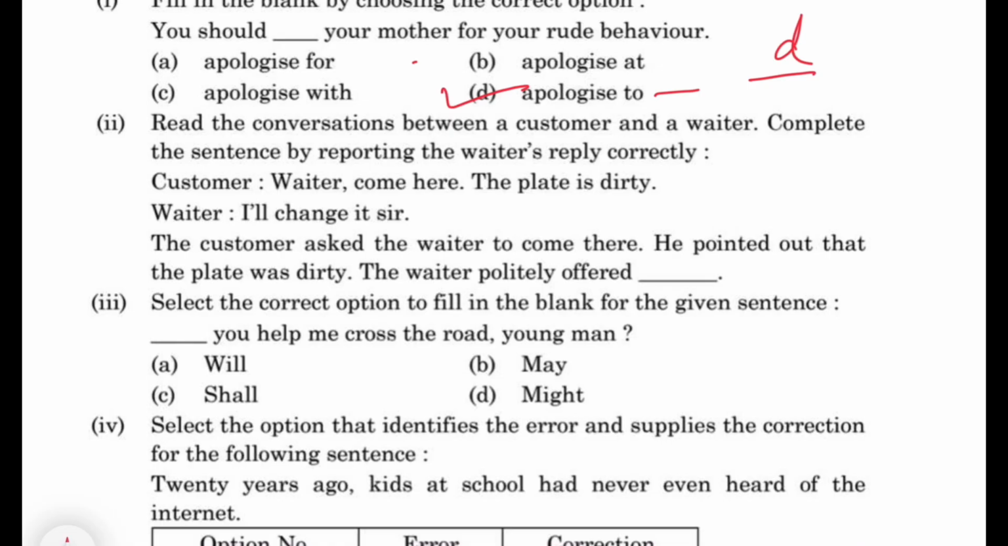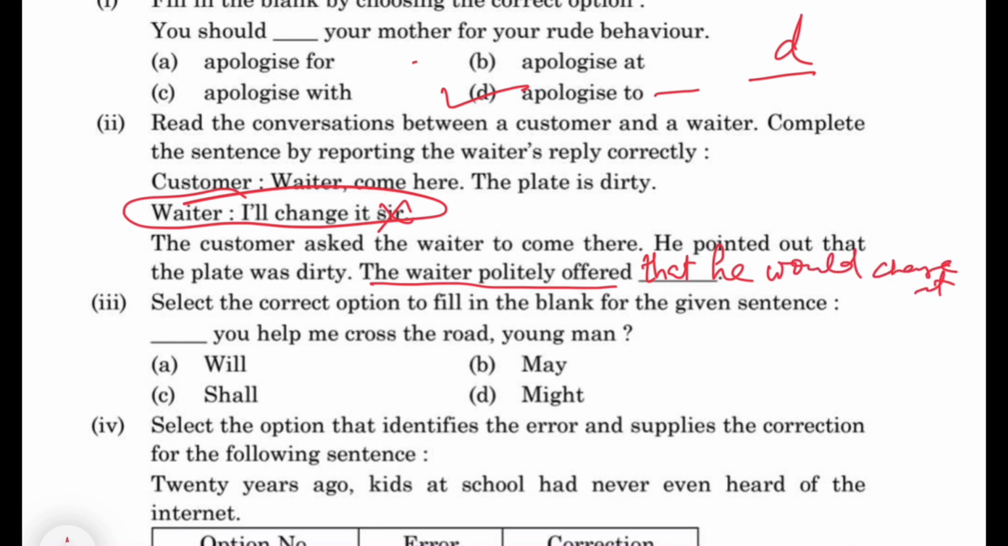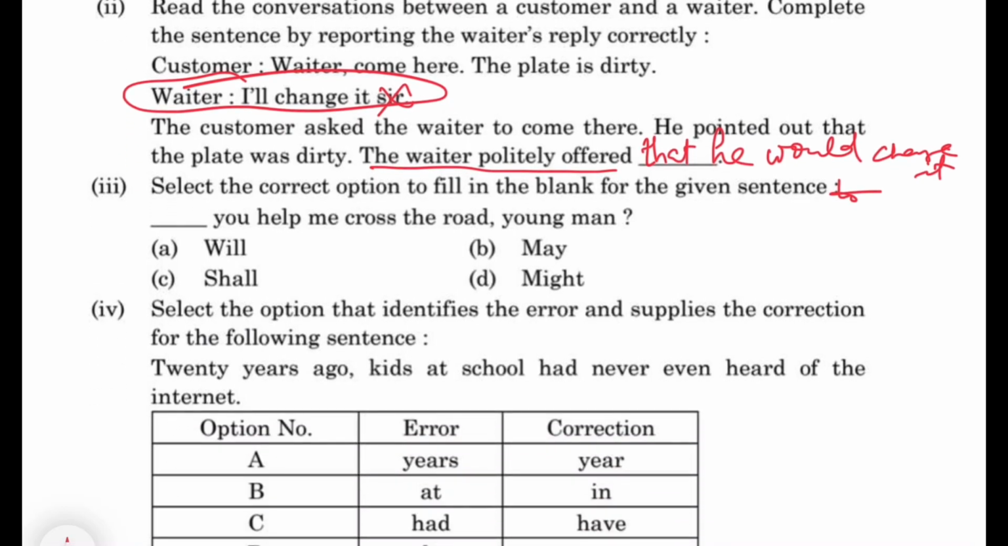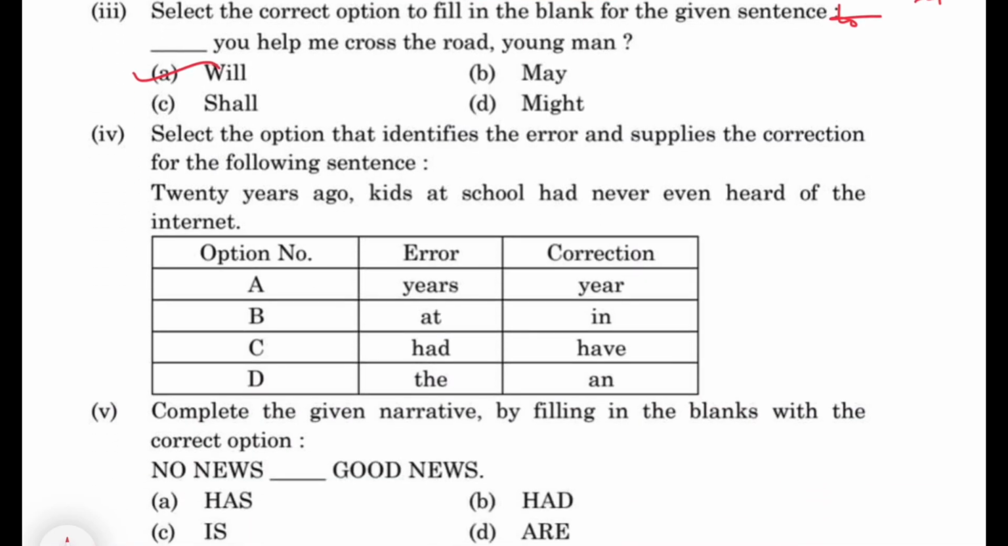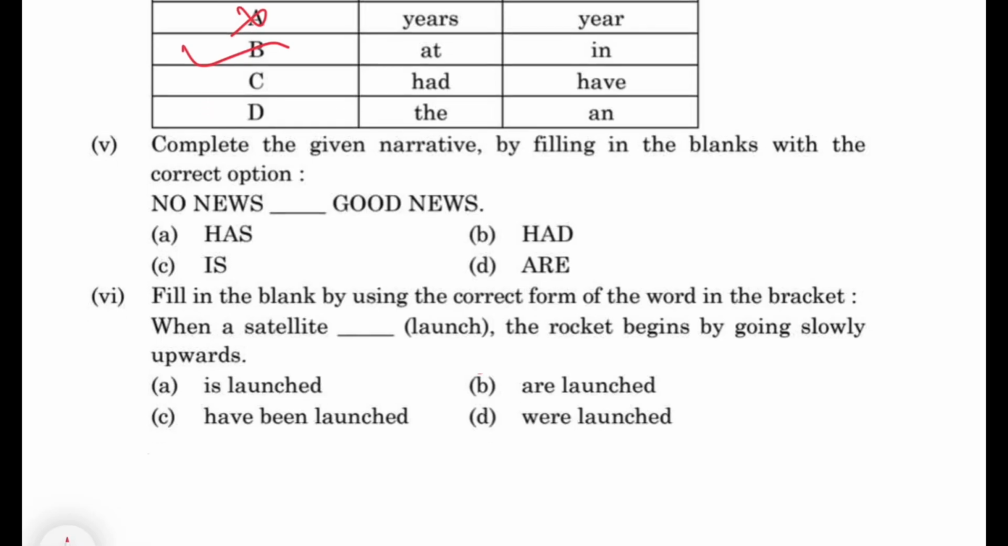Next one is: waiter, come here, the plate is dirty. Waiter, I'll change it, sir. The waiter politely offered that he would change it. Or you can even write, the waiter politely offered to change it. Next one is: dash, you help me to cross the road, will you? Next is: 20 years ago, kids at school. So 20 years, no. In school, yes. So 20 years ago, kids in school had never even heard of the internet.